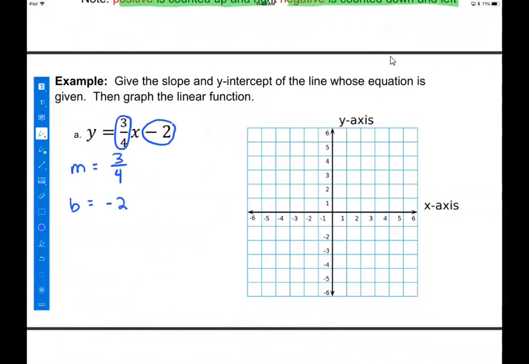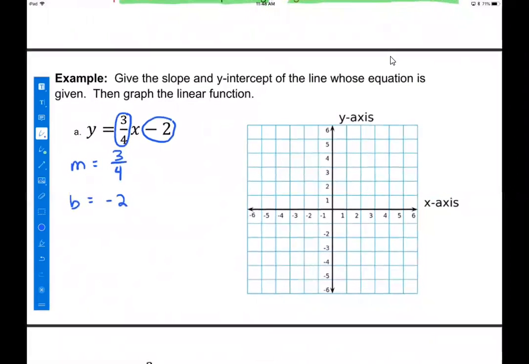So in order to graph this line, the first thing we're going to do is plot the y-intercept. I'm going to put a point here at -2. Then I'm going to use the slope, rise over run. Since they're both positive, rise for positive is going up, 1, 2, 3. And then our run is +4, so we're going to go to the right, 1, 2, 3, 4. This will be where our second point is located, and then we'll draw a line connecting those 2 points.